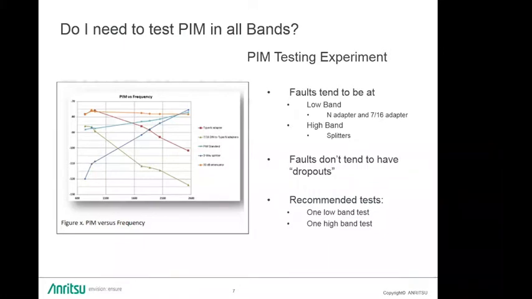Well, here at Inritsu, we've done some experimenting. I was showing you a graph of the results here, and it turns out that faults don't tend to have dropouts with frequencies. If you're in the lowest band, they tend to be adapter issues. If you're in the highest end of the band, they tend to be splitter issues, but they don't tend to have dropouts. So what Inritsu is recommending is you do one low band test and one high band test for a neutral host DAS system.